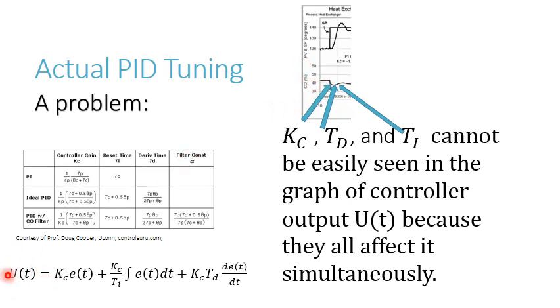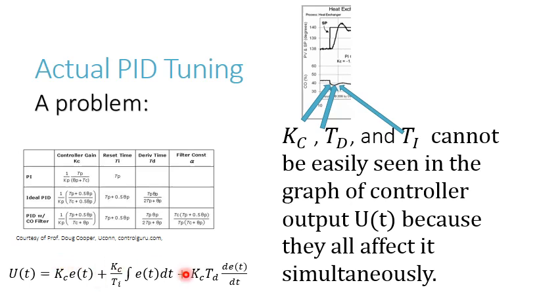Here's u of t, the equation that dictates u of t for the ideal PID controller. You've got your proportional term, your integral term, and your derivative term. And what do you notice about this? Well, one thing you notice is that the proportional gain shows up in all three of these terms. This one, Kc over Ti, is often written just as Ki, and this one, Kc Td, is often written as just Kd. But physically, this is what it is.